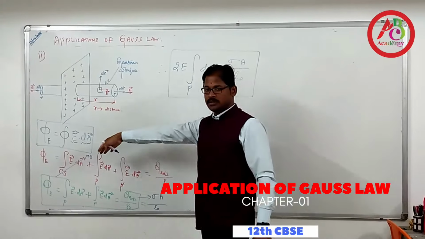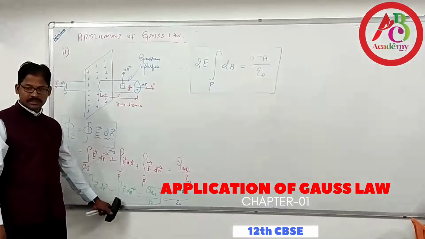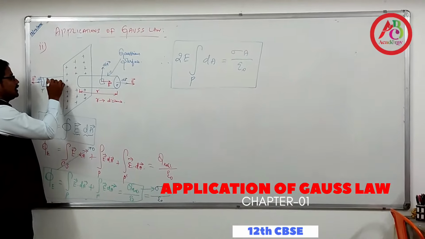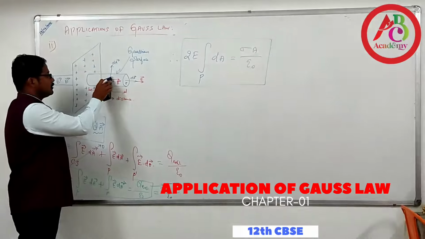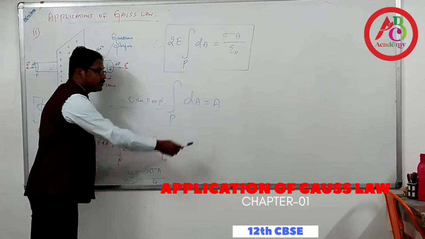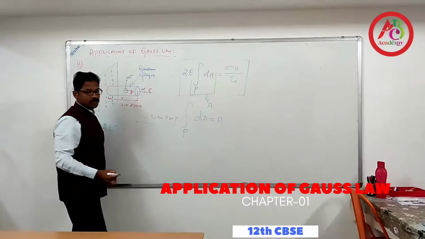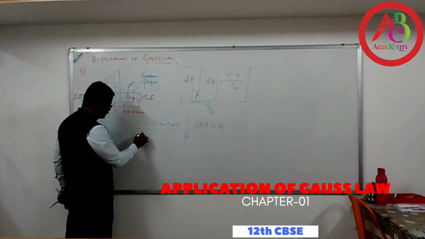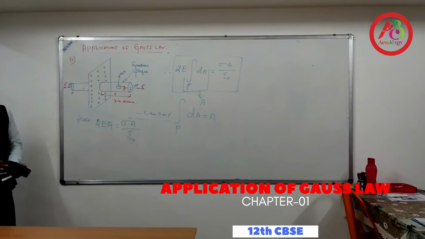The magnitude of the electric field is equal throughout the surface. So I am considering these two as a single point P, and the electric field is the same. Then changes will come, and we will talk about the different shapes. So integral of E dA equals A. Cyclic integral of E into dA can be considered simply as A. So you can rewrite that equation as 2EA equals sigma A by epsilon naught.